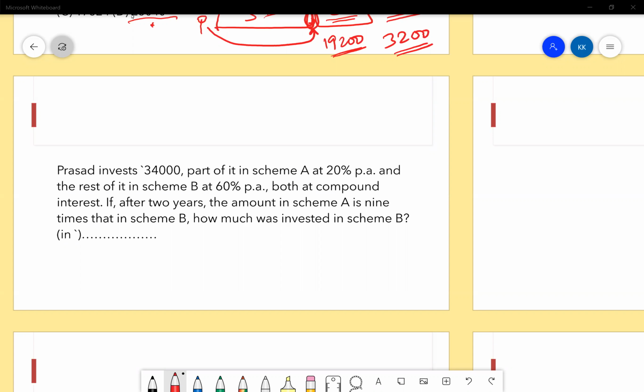Okay. Why do we need to take compound interest? We can just take the amount part now and divide the two equations. Yes, perfectly. That's exactly what we have to do. But the question says it's compound interest, right? Yes, it is. But it is written that if after 2 years the amount in scheme A is 9 times, so it would be 9/1, the ratio of the two equations.